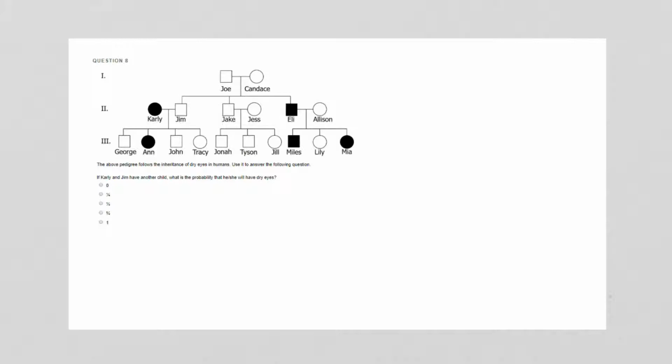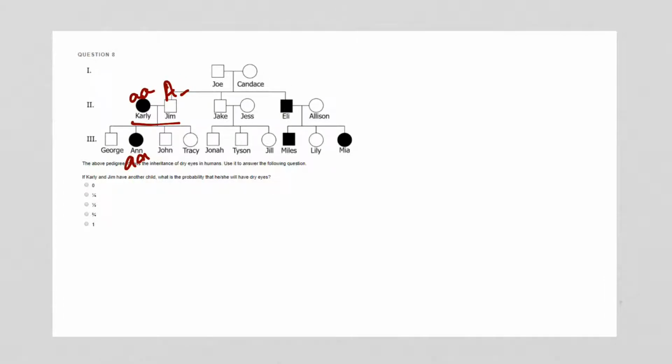In question 8, we want to know about Carly and Jim. Okay, so if we look at Carly and Jim on here, we want to figure out the probability that their next child will be affected with dry eyes. To do this, we have to first come up with the genotypes of Carly and Jim. Well, Carly is colored in, so she's little a. Jim, we know, has at least one capital A, but if we consider that he has a child that is little a, that means that he must also be heterozygous.